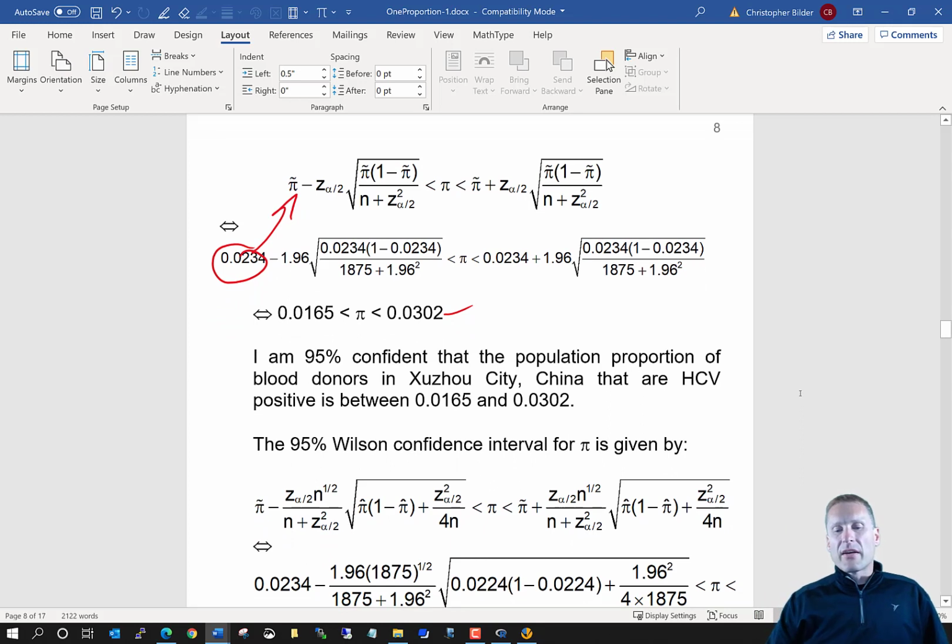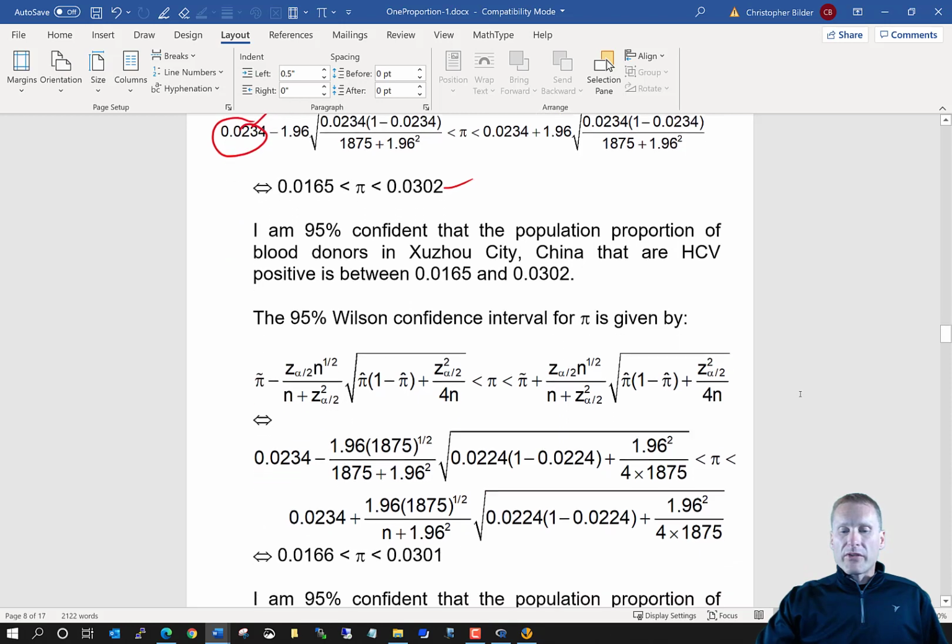I'm 95% confident that the population proportion of blood donors in this particular city is somewhere between 0.0165 and 0.0302. Again, another interpretation would be that in 95% of similarly constructed confidence intervals, meaning you go out and repeat the sampling process over and over again and find the confidence interval, I would expect the true value of pi to fall within.